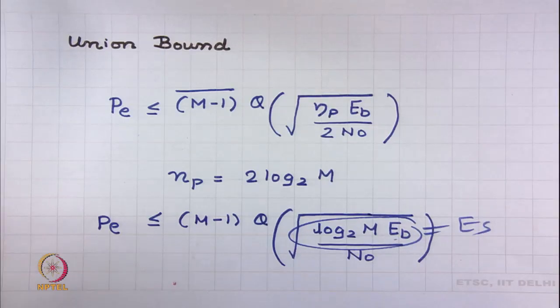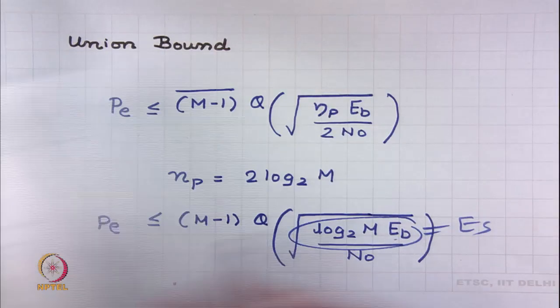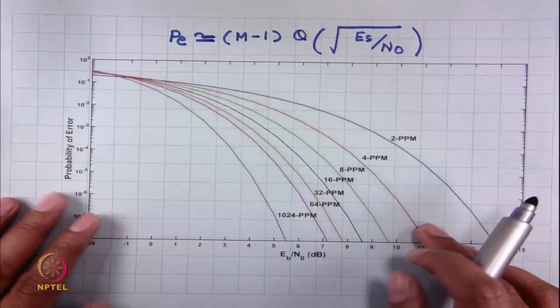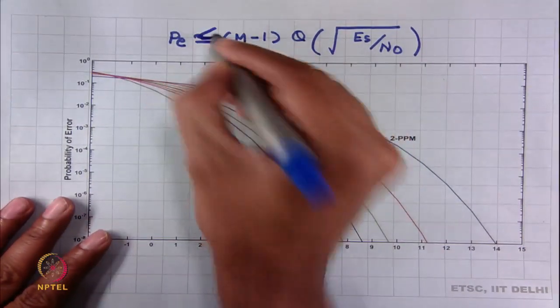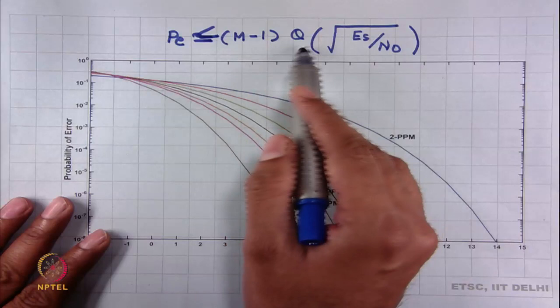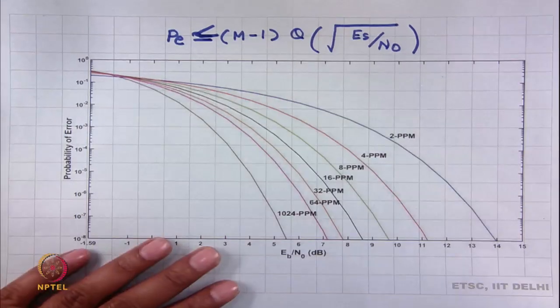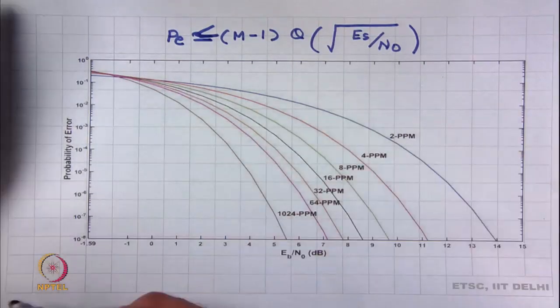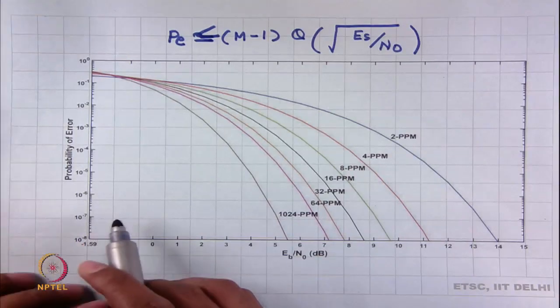So, what you can say is that the probability of error is less than or equal to M minus 1 times Q of the square root of Es by N0. You can use any expression whatever you want.